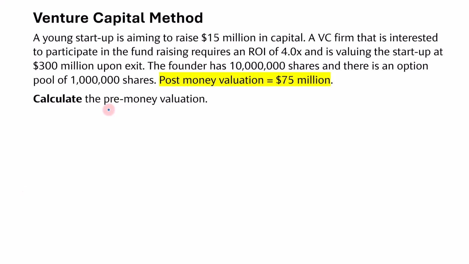If you're asked to calculate the pre-money valuation, that will be equal to the post-money valuation minus the amount of investment. The post-money valuation here is $75 million from what we have calculated, and then we minus $15 million here. So that will be $60 million.